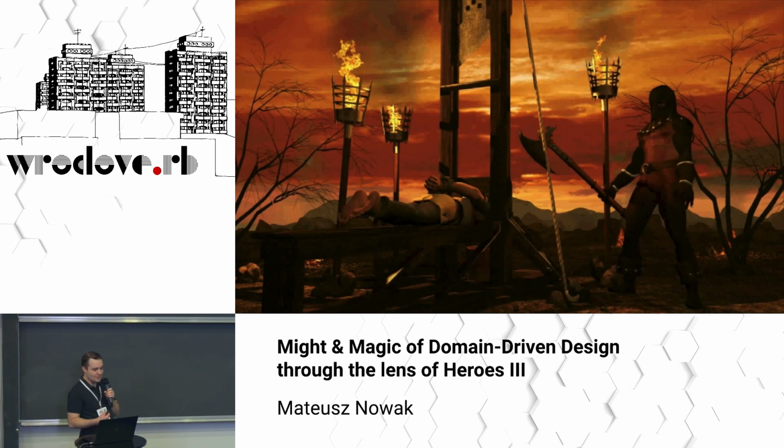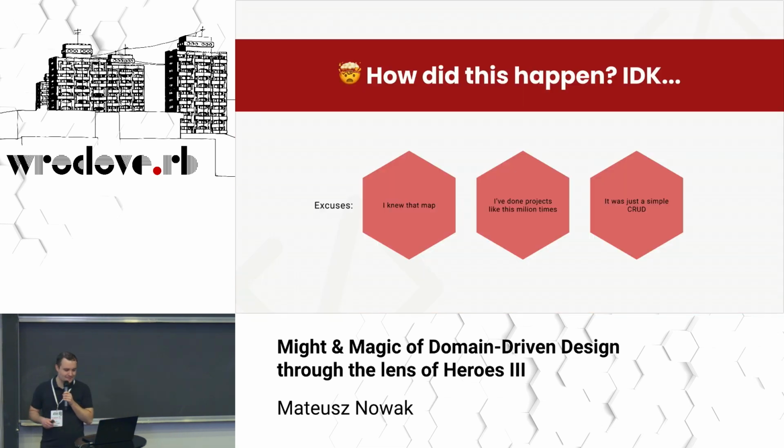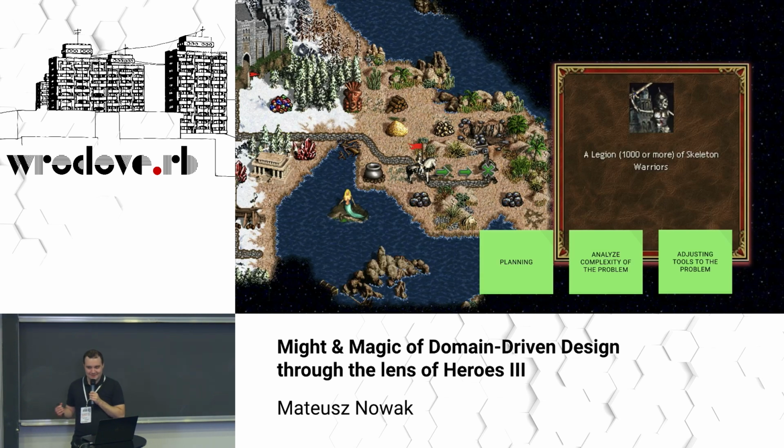And let's try to draw some conclusions from this situation, on how not to be like the hero here. What should we do to keep our heads in place in IT projects? When the project goes wrong or gets delayed, we look for excuses. For example, I knew this map, or in our industry terms, I've done a lot of projects like this, or it was just a simple CRUD, but real life can be tricky. And what was missing in such a process for our hero? We're missing a phase of planning.